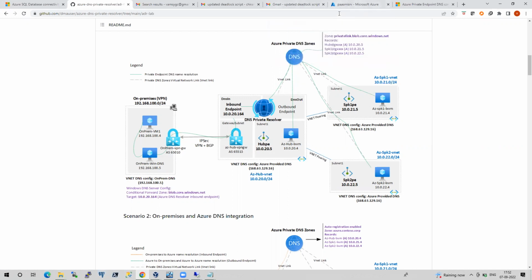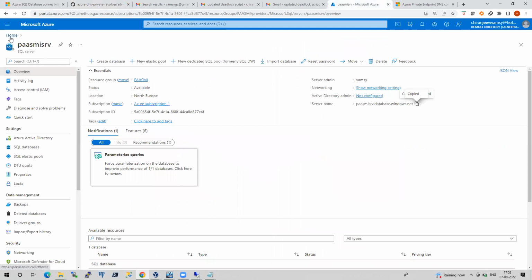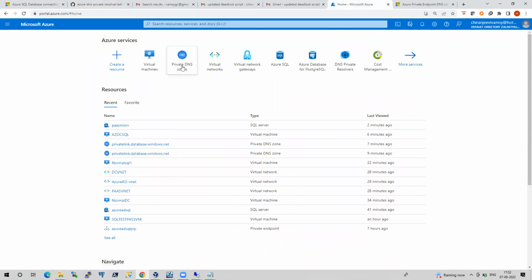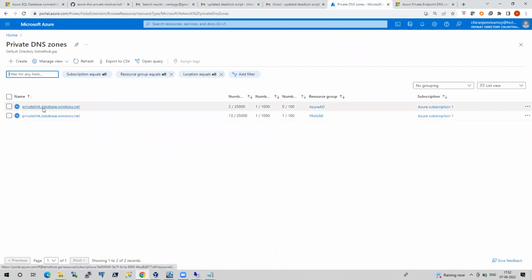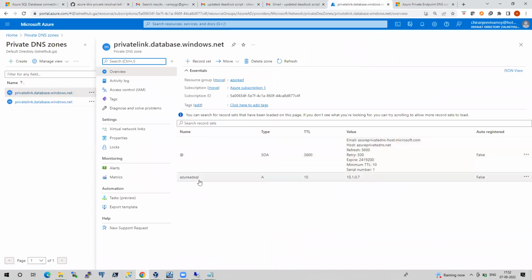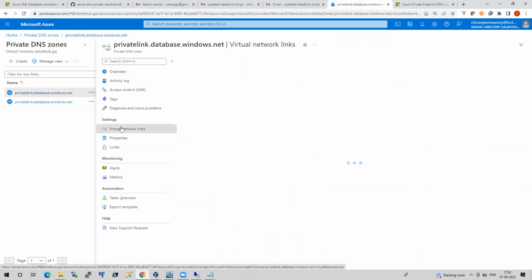Okay, one second. So where are the private DNS zones? Okay, and this is for Azure AD SQL. And if I go to the virtual network links, it will not allow me to add because this is the same name, right? So it will not allow. I will tell you, just one second. Let's wait for it.